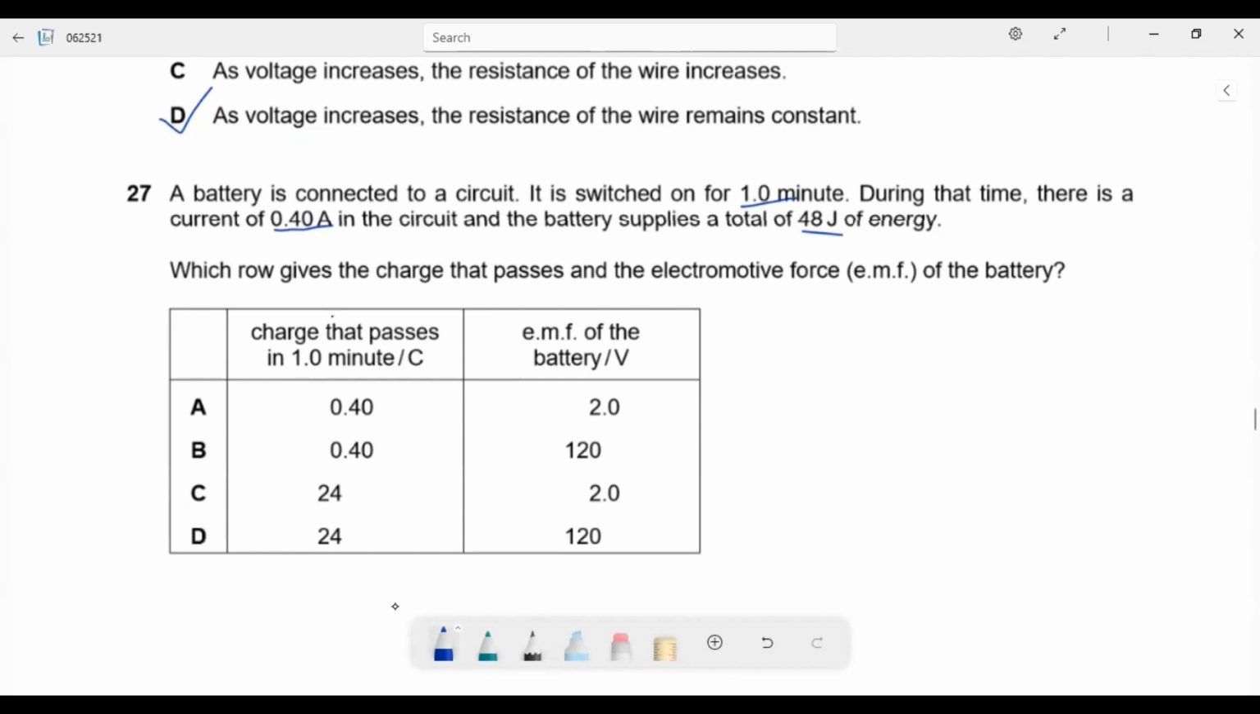So for finding the charge Q, that is equal to IT. So current is given as 0.40 amps. And time is given as 1 minute. 1 minute means it is 60 seconds.